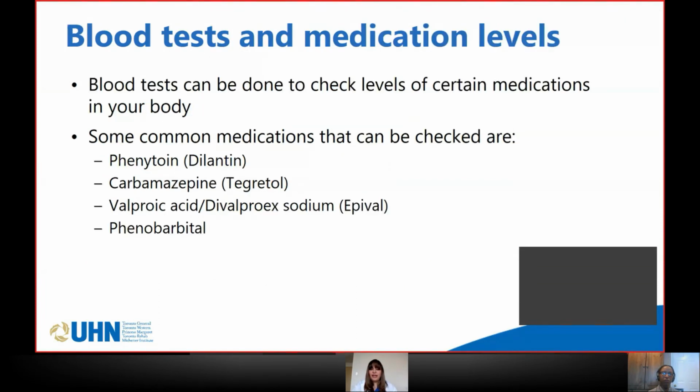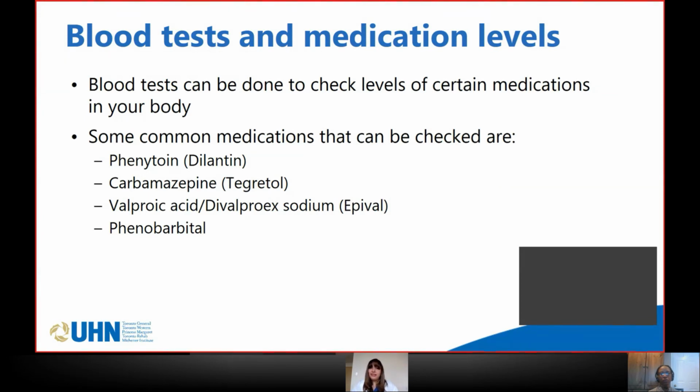We'll switch gears a little bit and talk about monitoring of medications. So we can do some blood tests to measure the levels of medications in the body. If the levels are low, it might mean that you're at increased risk of having a seizure, whereas if the levels are too high, it might mean that you're at increased risk of having side effects. So the medications that we generally do levels for are phenytoin, carbamazepine, valproic acid, and phenobarbital.